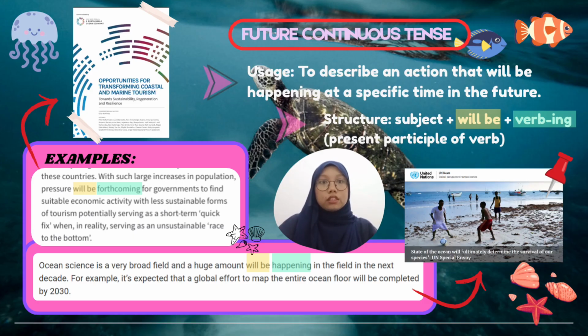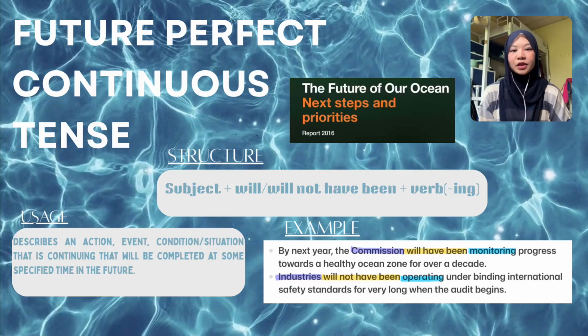Next, we have the future perfect continuous tense that is used to describe an action, event, situation, or condition that continued and will be completed at some specific time in the future. So for the structure, it is subject plus will or will not, plus have been, plus verb with the ing. For my article examples, I use The Future of Our Ocean: Next Steps and Priorities. So I provide two, which are positive sentences and negative sentences.